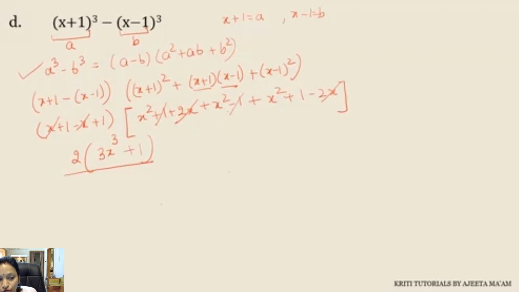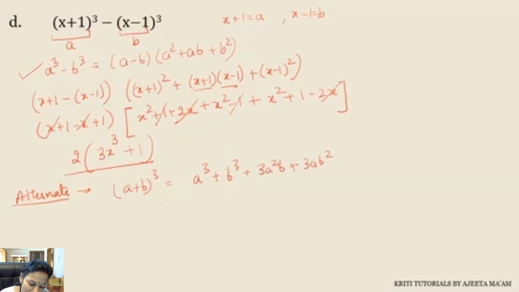So this is one way of solving it. If I show with the alternative method, right? The alternate method is using a plus b whole cube and a minus b whole cube. So a plus b whole cube is a cube plus b cube plus 3a square b plus 3ab square. And what will be your a minus b whole cube? a minus b whole cube is a cube minus b cube minus 3a square b plus 3ab square. So we can use these two identities for x plus 1 whole cube and x minus 1 whole cube.